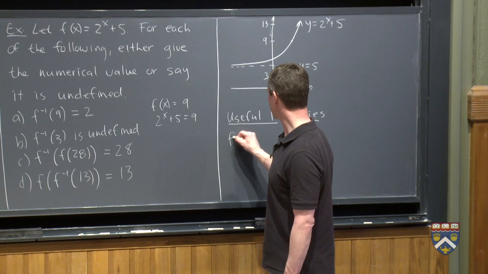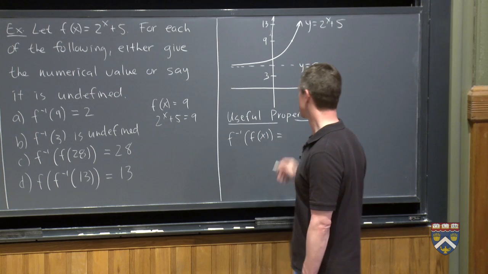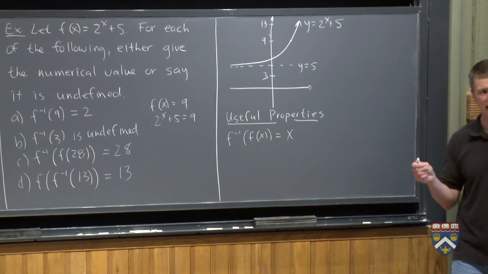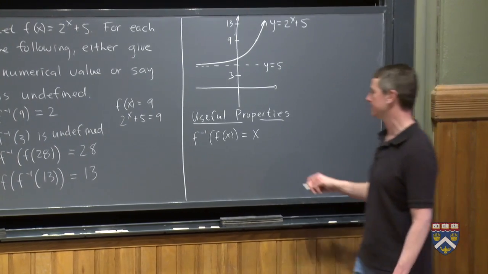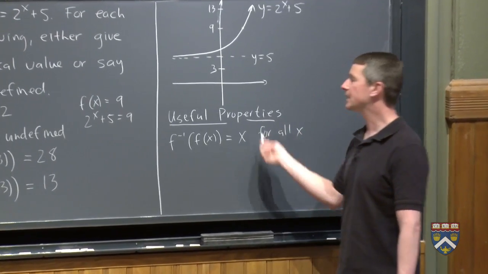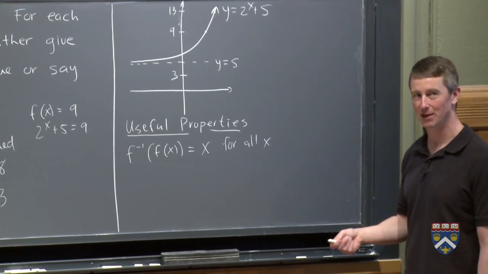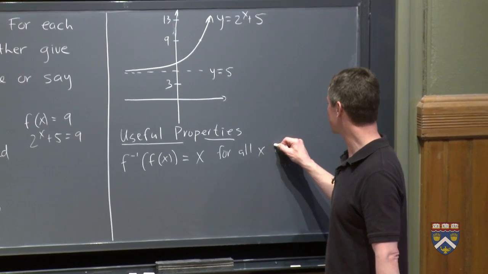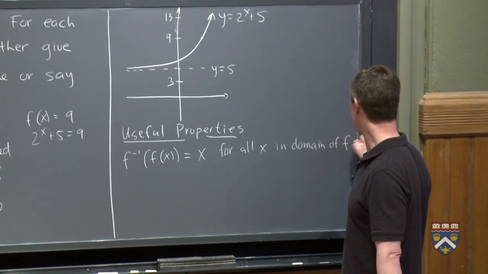If I take f inverse of f of x, I should get x. And I said earlier we need to be a little bit careful about this. It's got to be an x that I'm legally allowed to put into f in the first place. So this is true for all x that can legally go into f. And as we said at the very start of the night, the things that we're allowed to put into f are called the domain of f. So for all x in the domain of f.